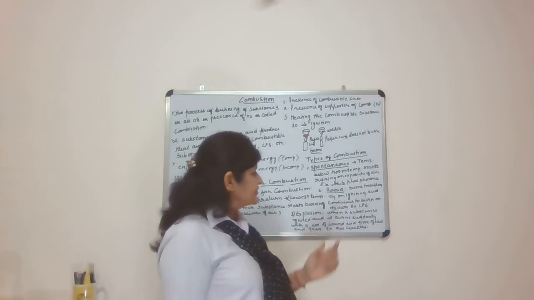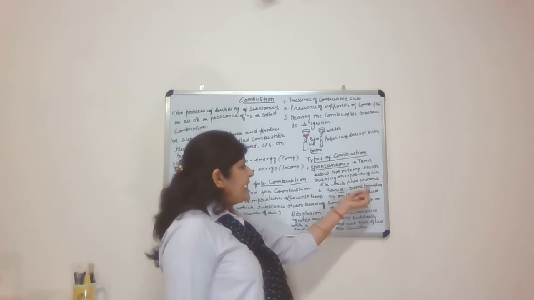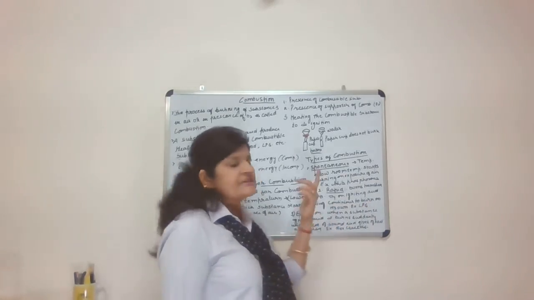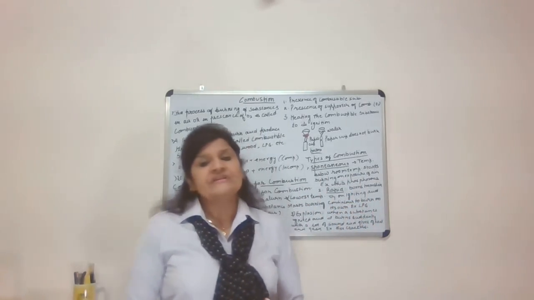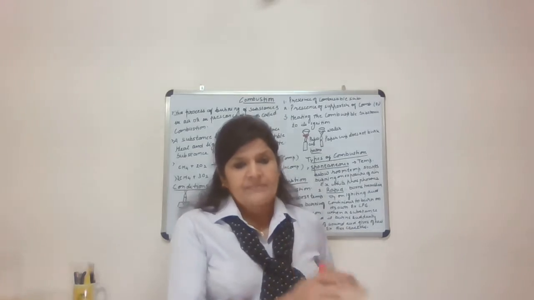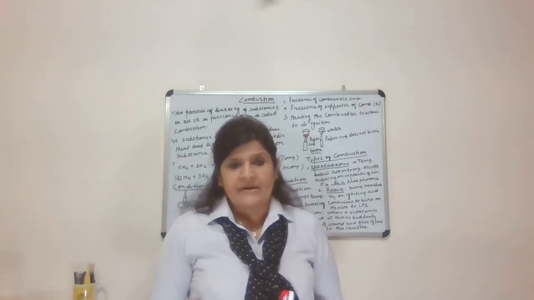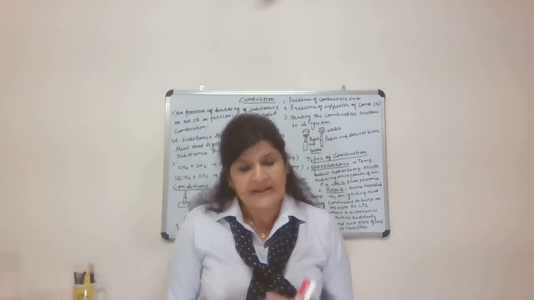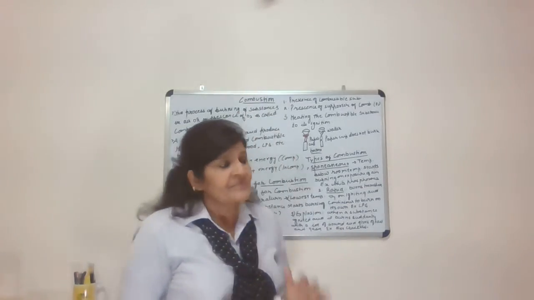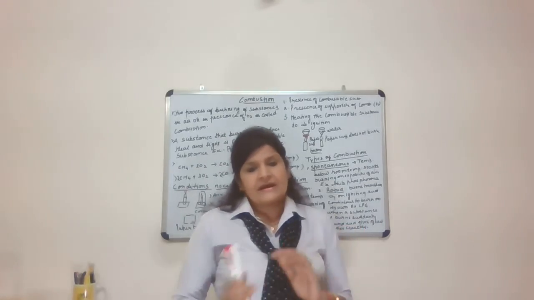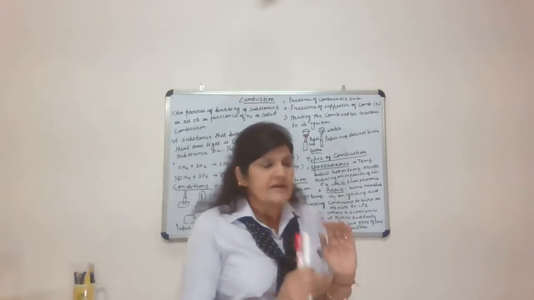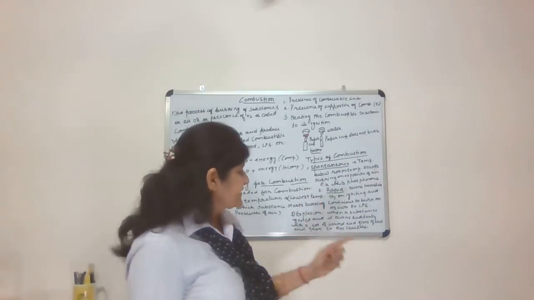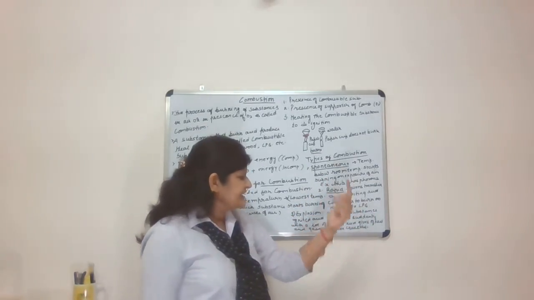What is rapid combustion? In rapid combustion, the substance burns immediately on igniting and continues to burn on its own. If you bring a matchstick to your LPG gas stove, what happens? It starts burning instantly, immediately. It keeps on burning as long as the gas is being supplied, right? This type of combustion is called rapid combustion, and the example is LPG gas.